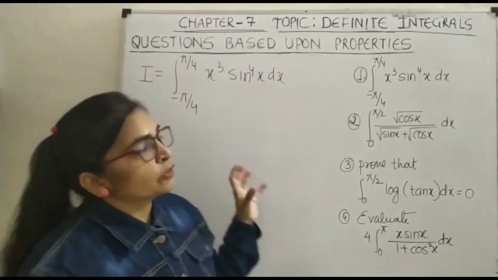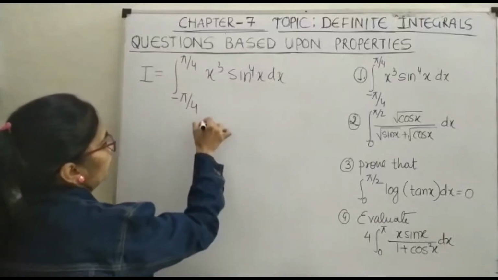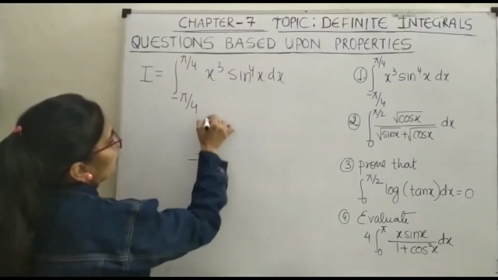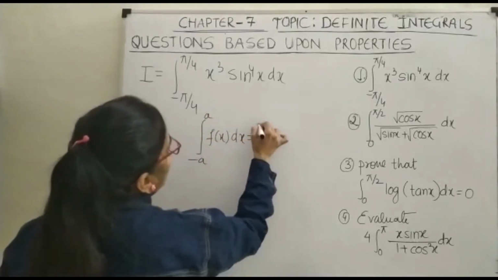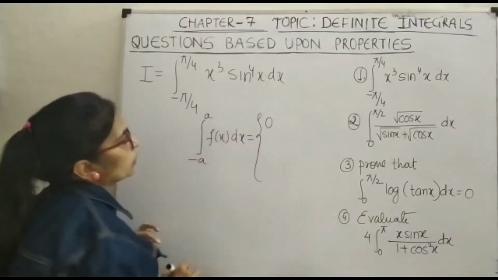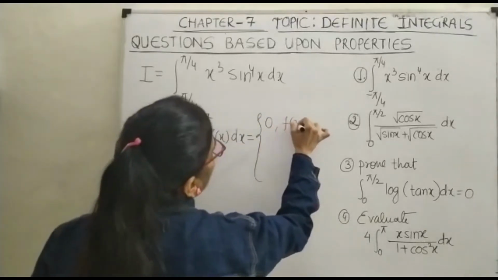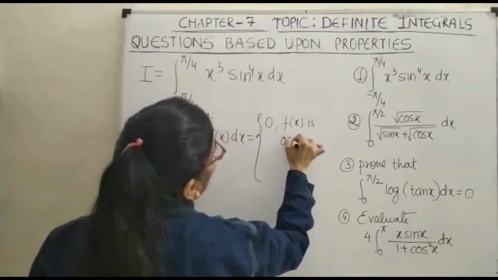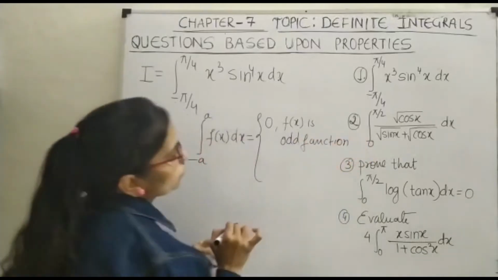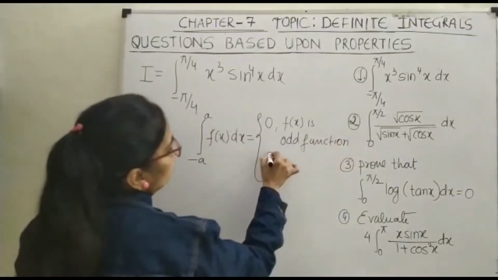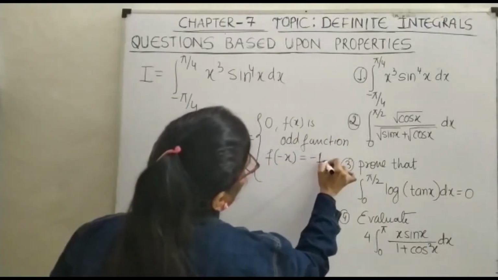Now just see, when we use the properties of definite integral, we have the property that the integral from -a to a of f(x) dx is equal to 0. When will this be 0? When f(x) is an odd function. So how to see whether f(x) is an odd function or not? You have to see f(-x) is equal to -f(x).